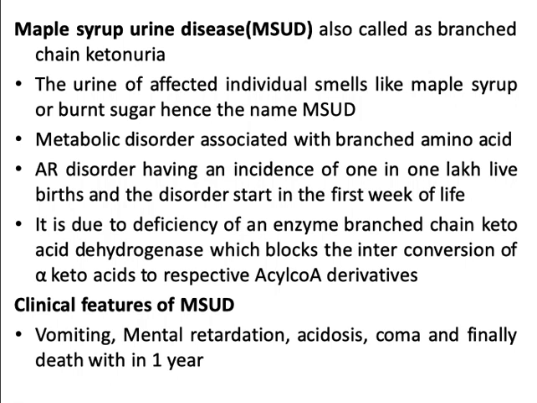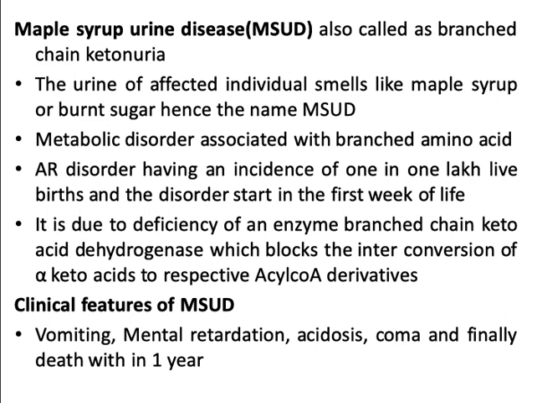Coming to the inherited disorder associated with branched chain amino acids: maple syrup urine disease, in short called MSUD. It is also called branched chain ketonuria. It is a metabolic disorder associated with branched chain amino acids. The urine of affected individuals smells like maple syrup or burnt sugar, hence the name MSUD. This maple syrup urine disease is an autosomal recessive disorder having an incidence of 1 in 1 lakh live births, and the disorder starts in the first week of life.